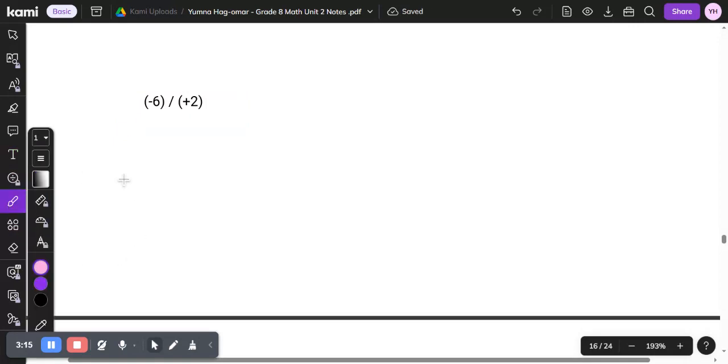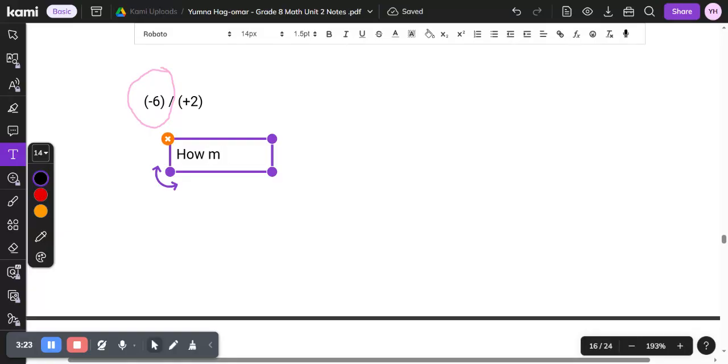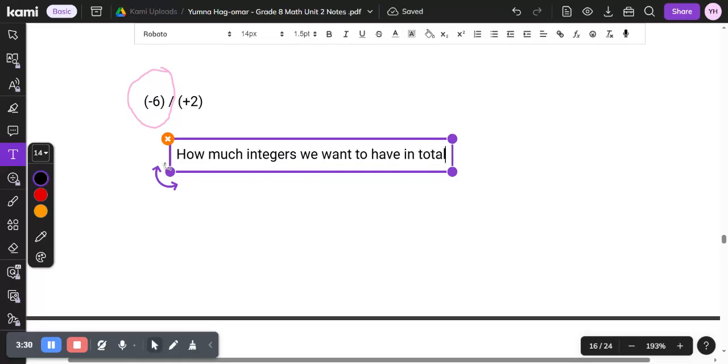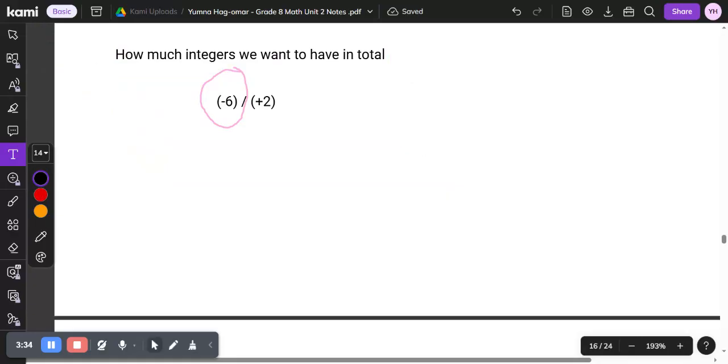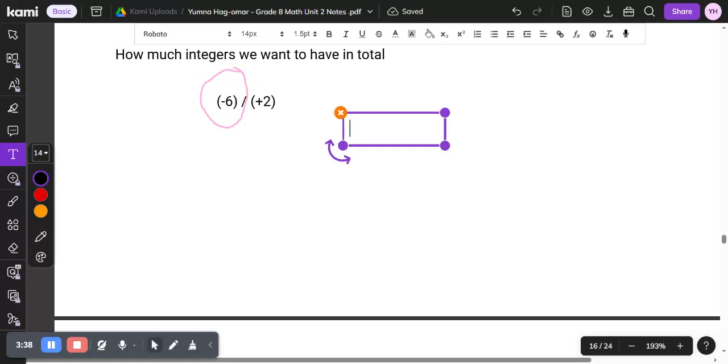So over here we have minus 6. So minus 6 is how many integers we want to have in total. And I'm just gonna move that in front of minus 6. And then plus 2 is how many integers are in each group.